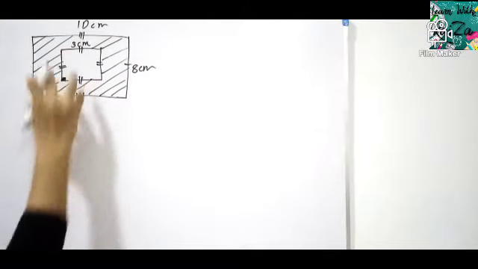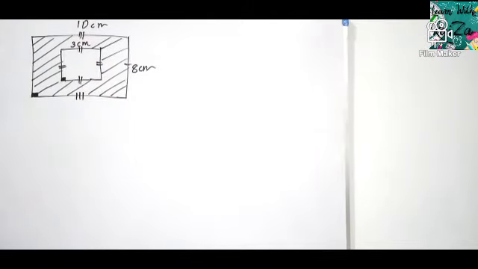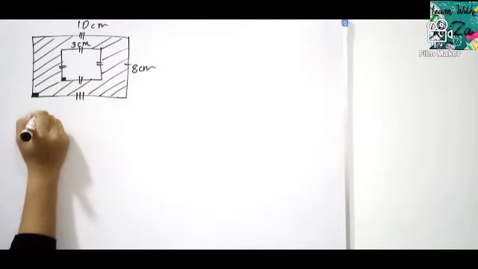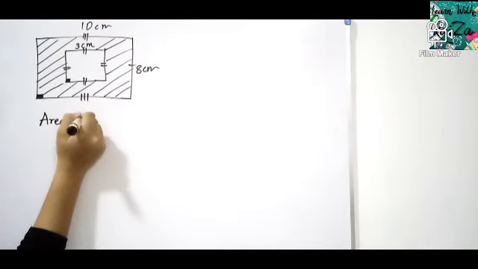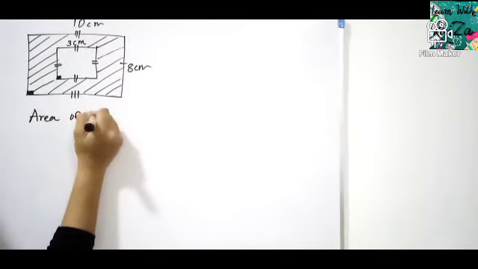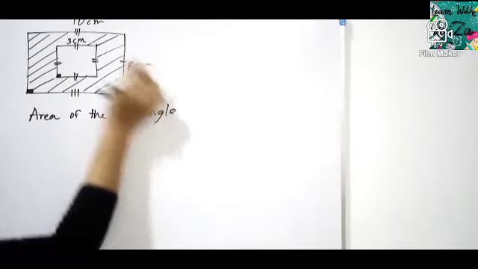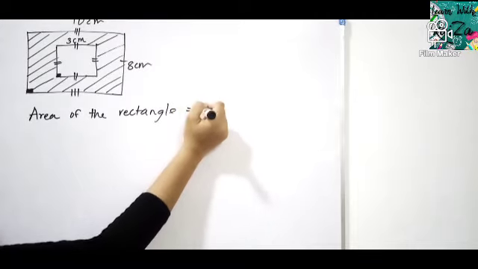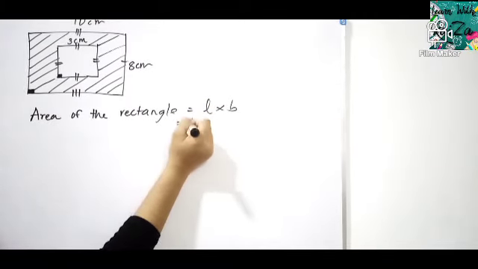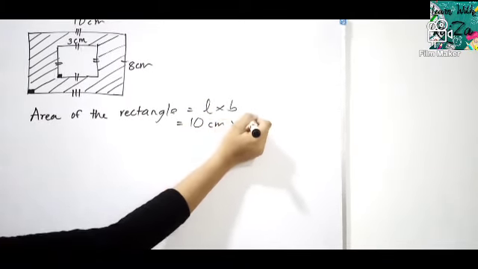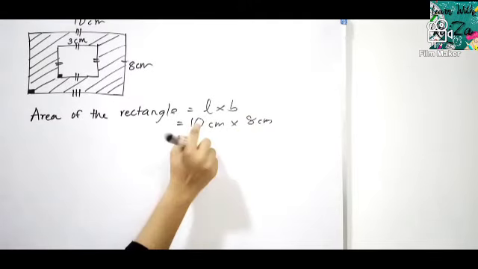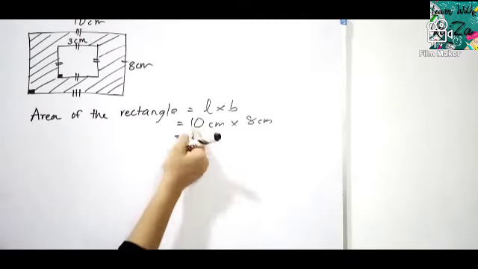Then what you should do, you have to remove this square away. Removing means what? Subtracting, yes. So first of all, I am going to find area of the rectangle. What is the rectangle? This one, outer one. So what is that? Length into breadth. What is the length? 10 centimeter. What is the breadth? 8 centimeter. 10 times 8. 8 and 1 0 80.